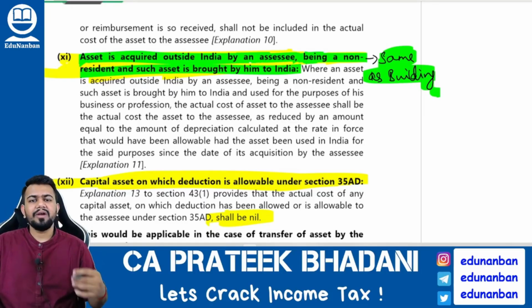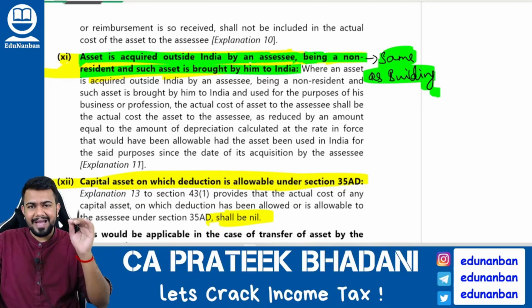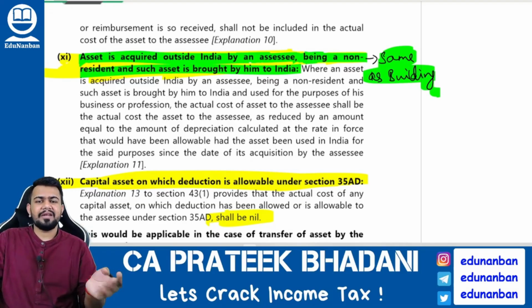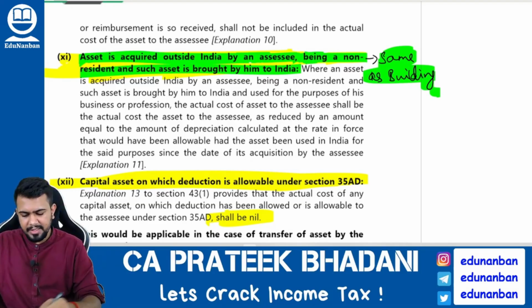In such case, what will be the cost of the asset? Answer is, the cost of the asset will be the actual cost minus depreciation that would have been allowed. Same as building. So I have to see for how much I had purchased that plant and machinery or the asset.